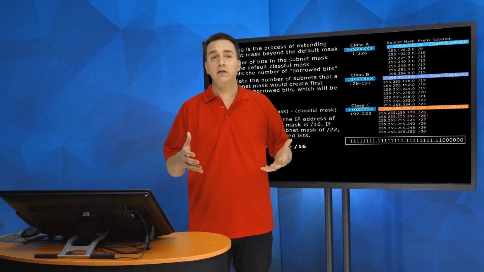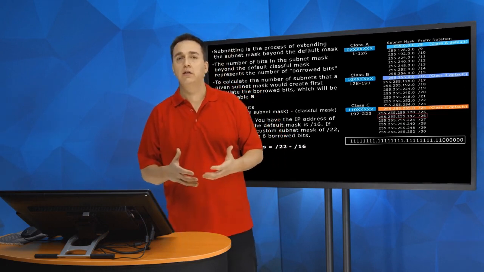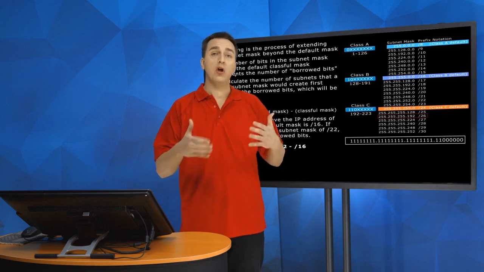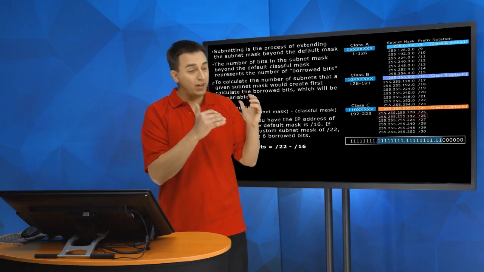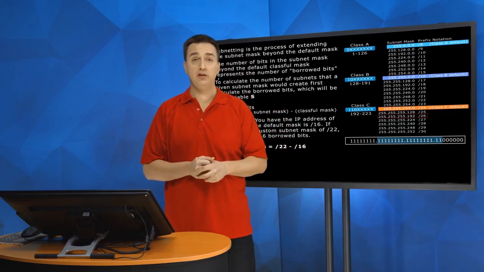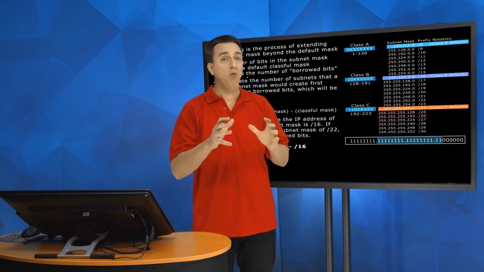If I just said you're a /26, and you don't know your starting point, you don't know how many bits you borrowed. Because if we started out as a C, how many bits were borrowed? 2. If we started out as a B? 10. If we started out as an A? 18. You see how it changes based on your starting point? That means the number of bits you borrowed, based on your starting address class, is going to change the number of subnets that are created. So it's very important. Let me stress that one more time.